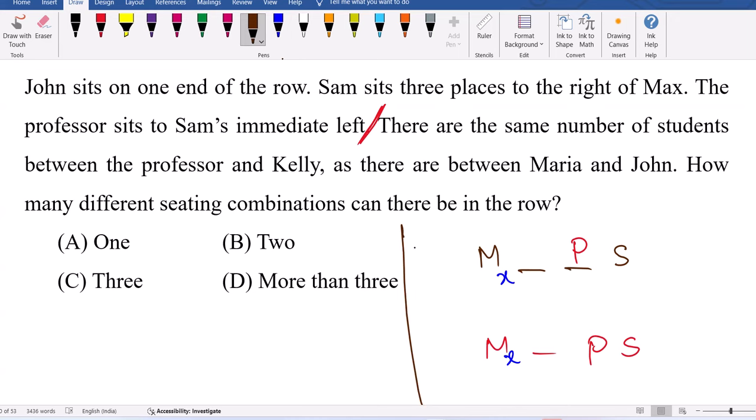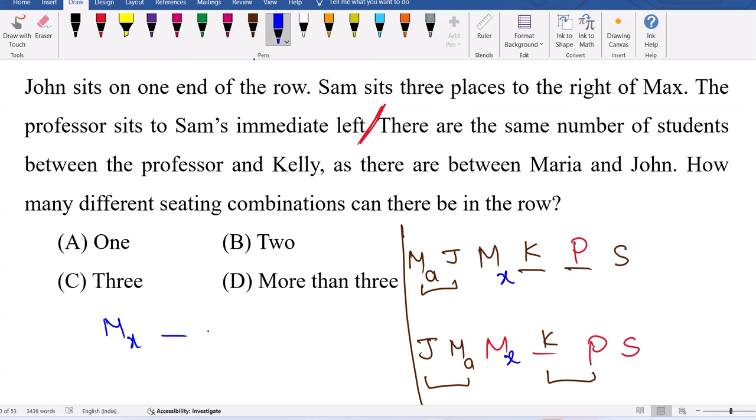So there is a chance. Maria and John are here, Kaylee and professor here, meaning no people between Maria and John and between Kaylee and professor. That's one arrangement. The other arrangement is John, Maria, no people between John and Maria, Kaylee and professor. They didn't give an order; Maria can be left or John can be left. This is two arrangements so far. The other arrangements possible, this is the only fixed data.